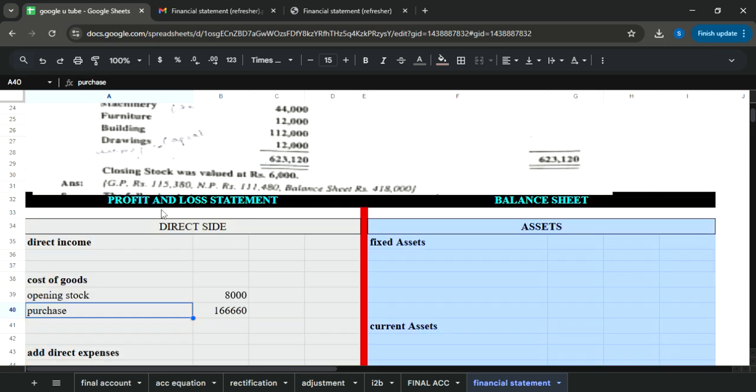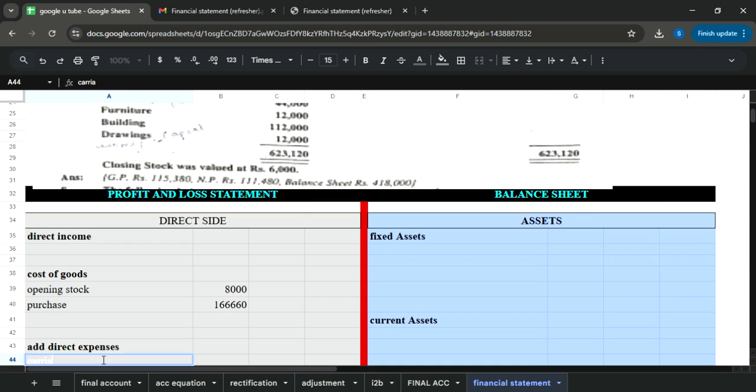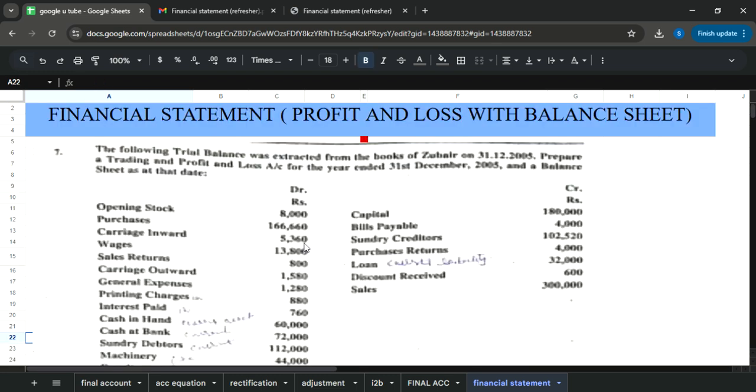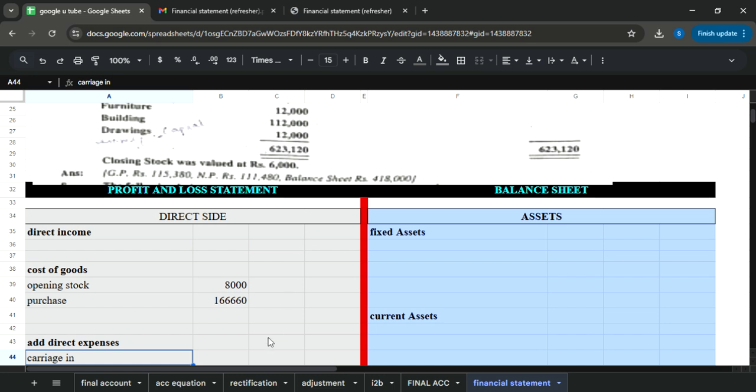Okay, next is carriage in, which is part of direct expense. So you will go to the upper side. Here is your direct expense and you will mention carriage in. How much amount? Let's see, that is 5360. So just mention 5360 in front of carriage in.